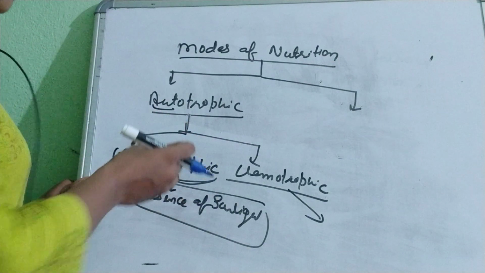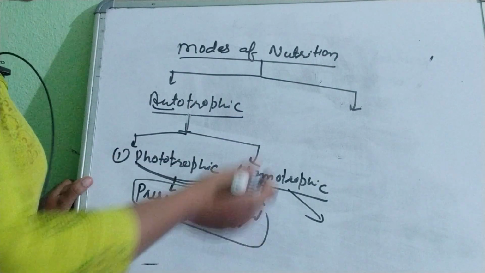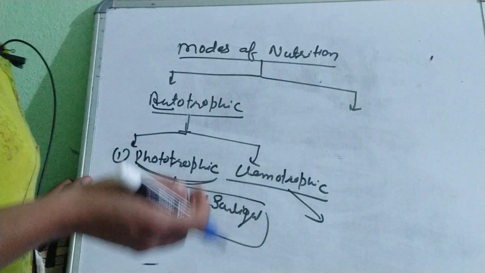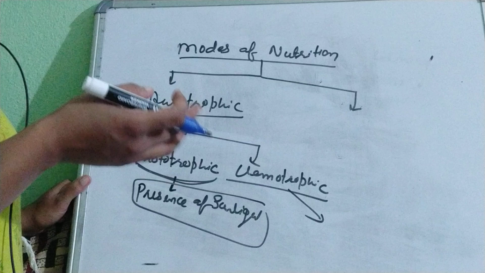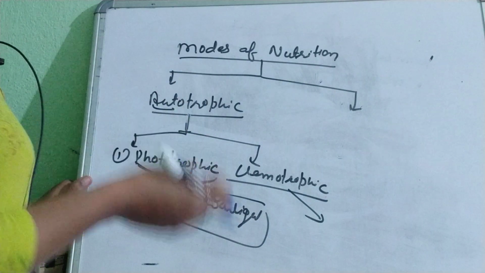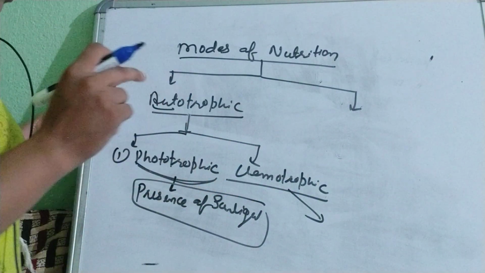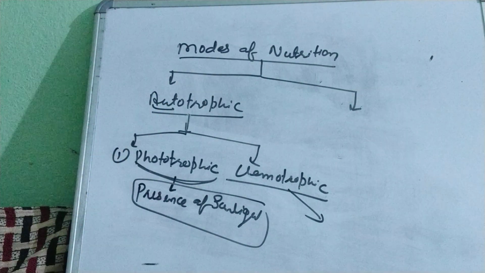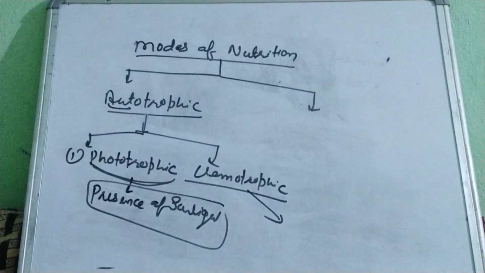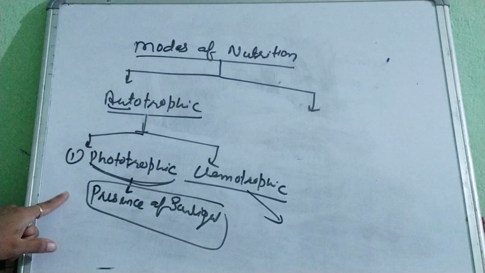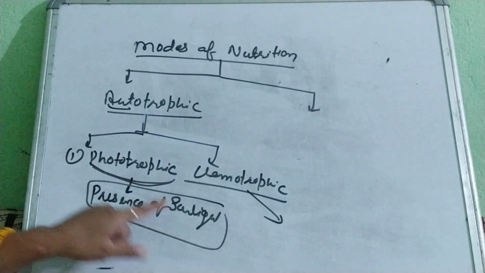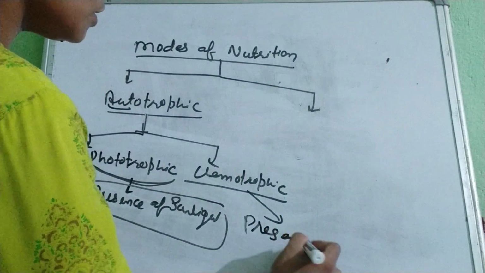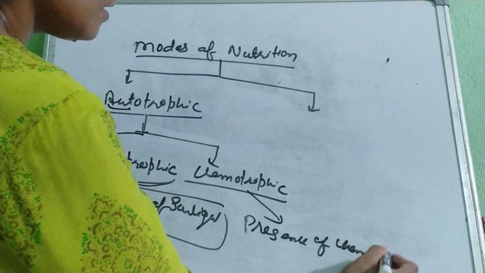The best example of phototrophic is the plant. In chemotrophic, some bacteria come, like sulfur bacteria and iron bacteria. So remember, there are two types of autotrophic mode of nutrition: phototrophic and chemotrophic. Photo means the mode of nutrition taking place in the presence of sunlight, and chemo means taking place in the presence of chemicals.